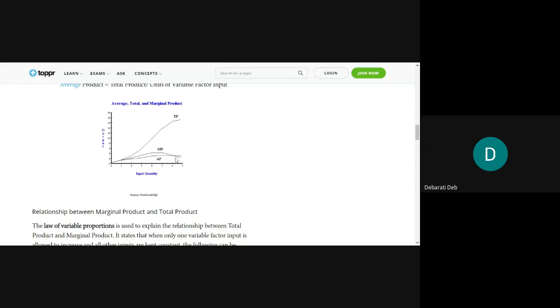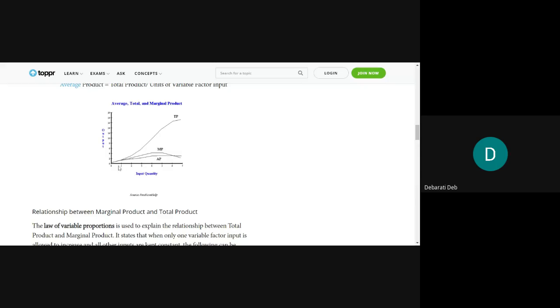Same goes with average product, but this is going to be a little flatter one, and the total product will go on increasing, because as you are increasing the number of inputs, the output also increases. But going with the concept of marginal productivity of returns, it will become constant at a certain point, and then if you had drawn this diagram further, it would have decreased.